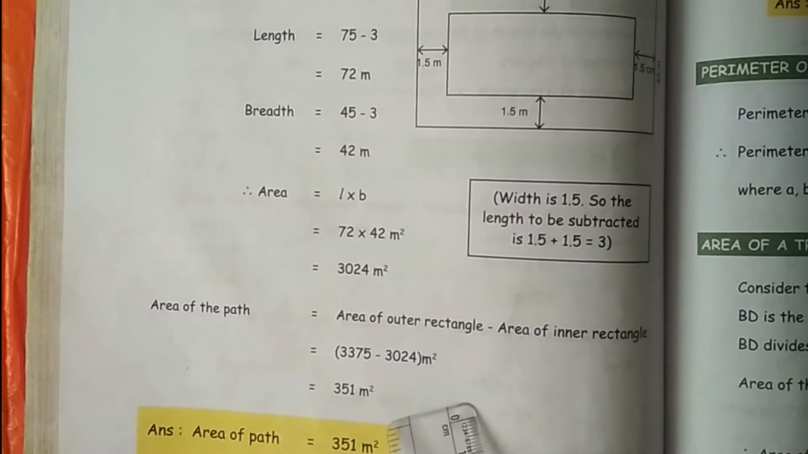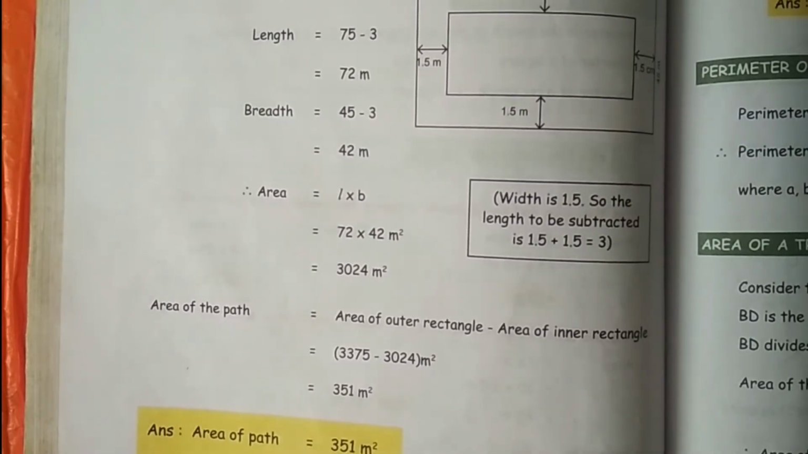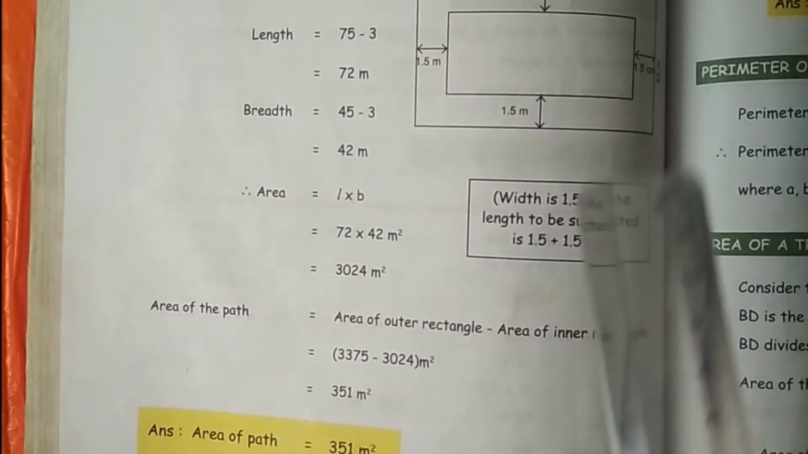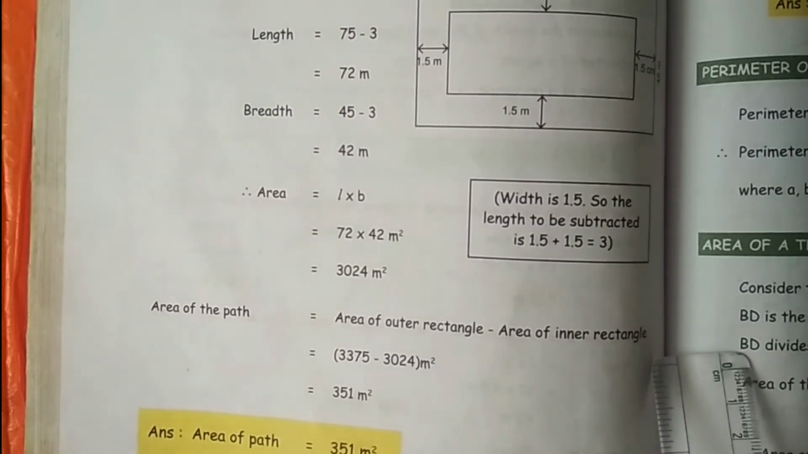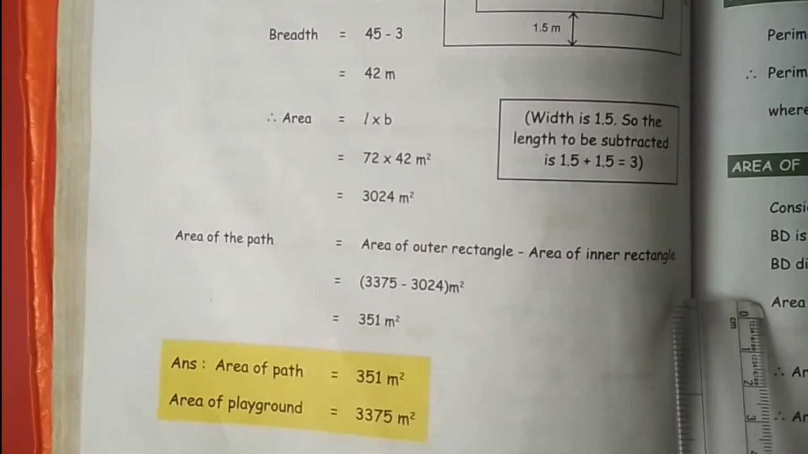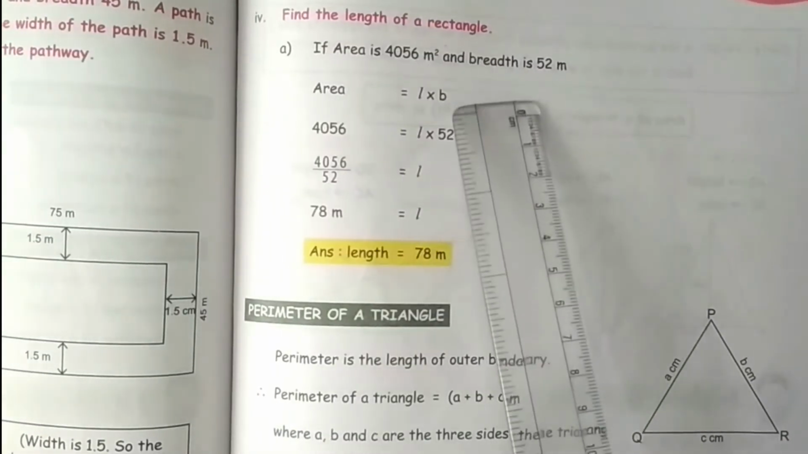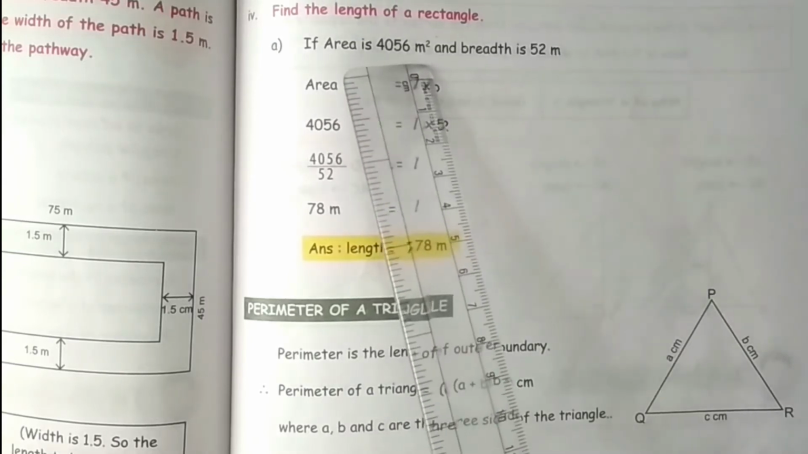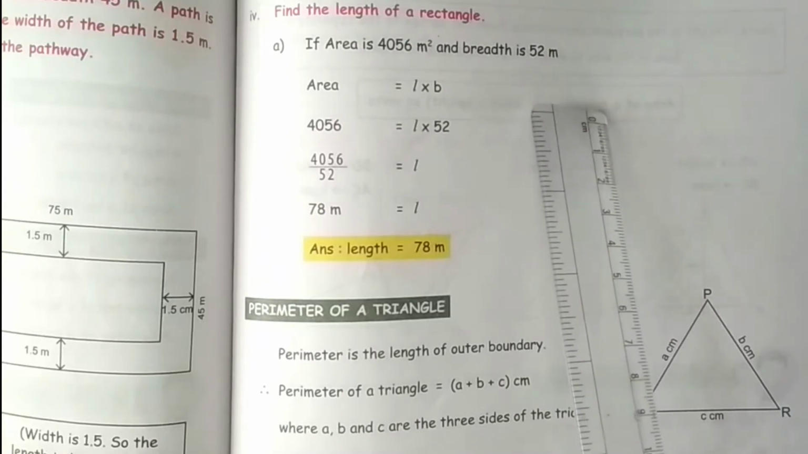This is the path. So the total area of the playground is how much here? 3375 square meters, and the area of the path is 351 square meters. Okay. Now we shall see the fourth example. Find the length of a rectangle. If area is 4056 square meters and breadth is 52 meters, then what we have to do here?